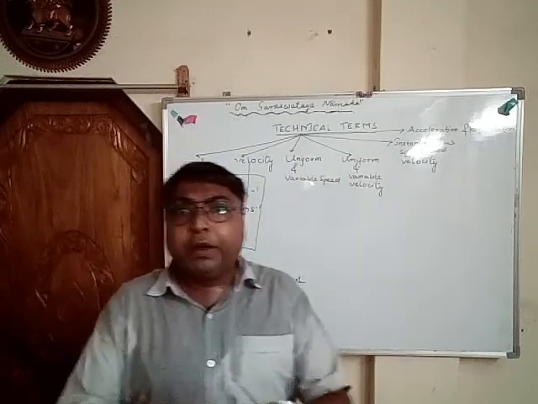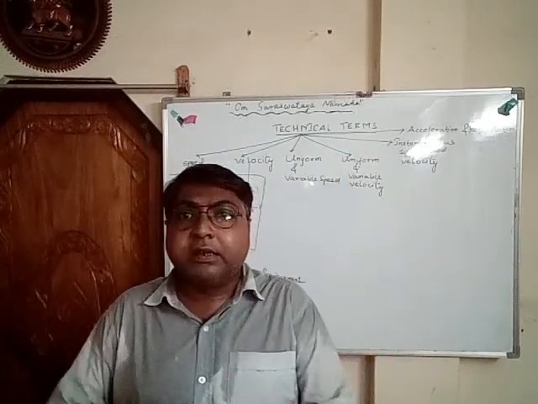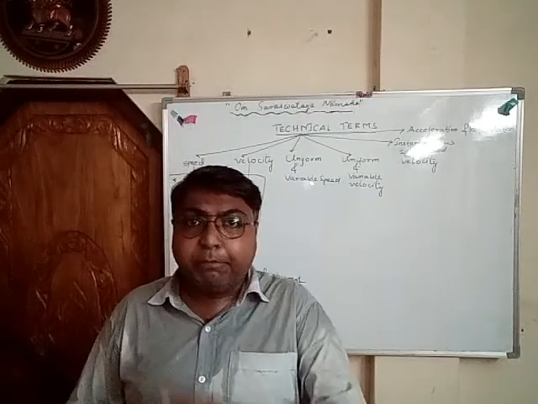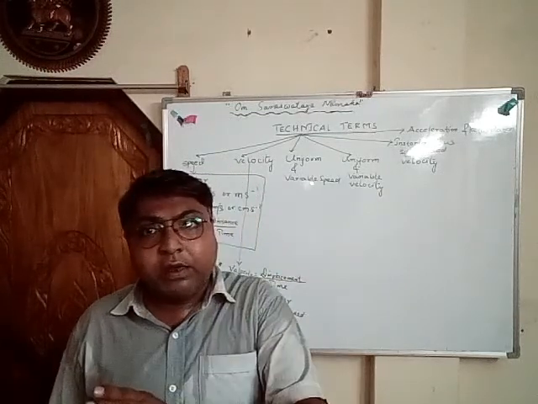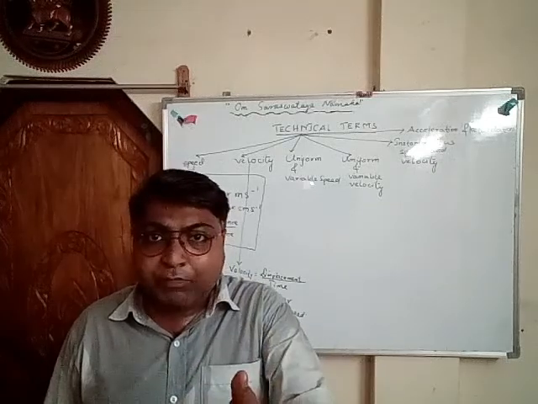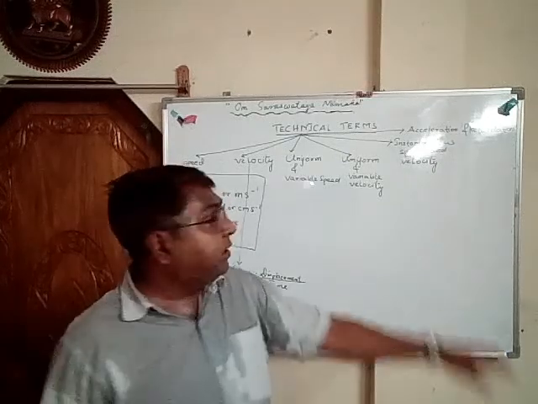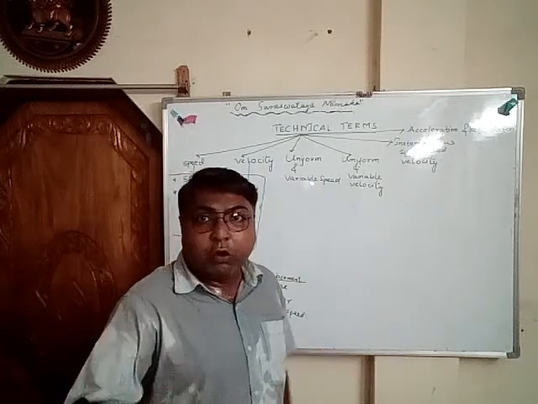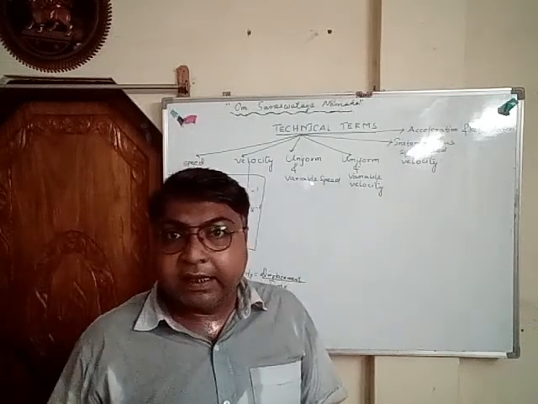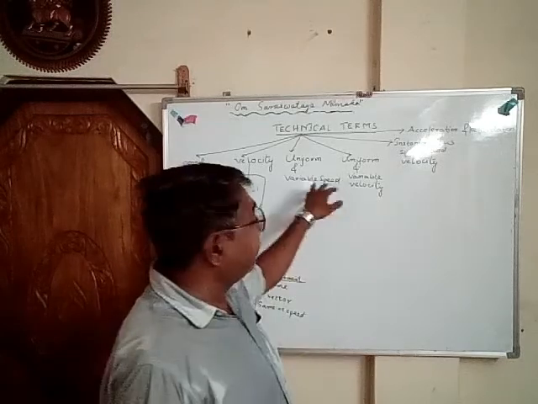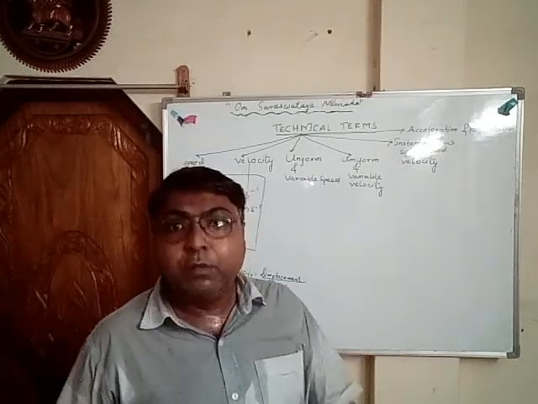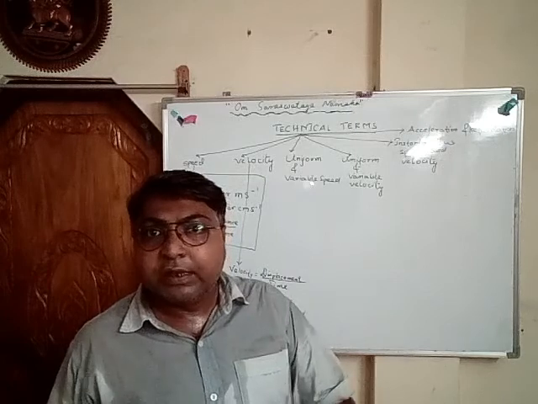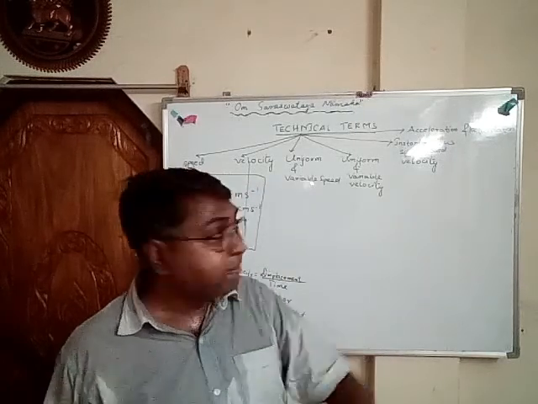Variable velocity: when a body covers unequal distance in a specified direction in equal intervals of time, then the body is moving with variable velocity. For example, a dog chasing a cat, will he be moving with uniform velocity? Not at all. He will be moving with variable velocity. Sometimes the velocity will be less, sometimes more.